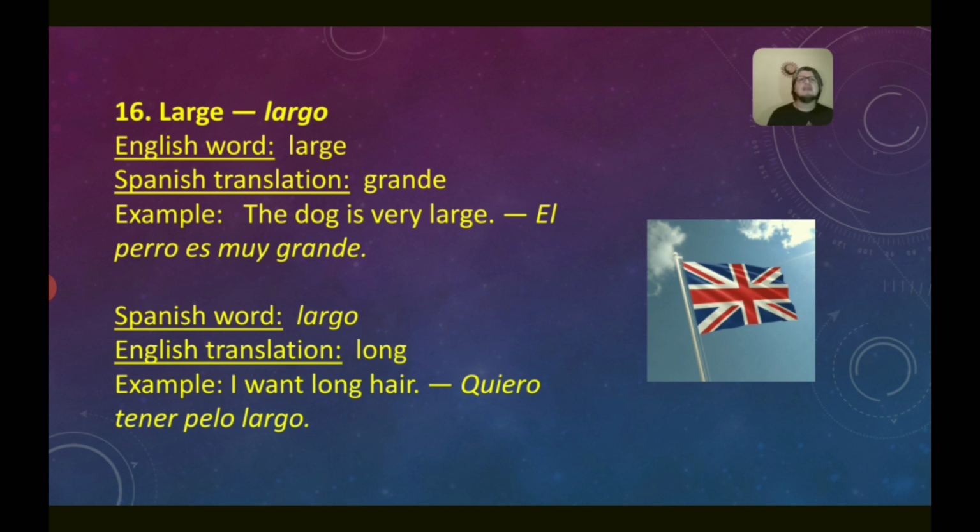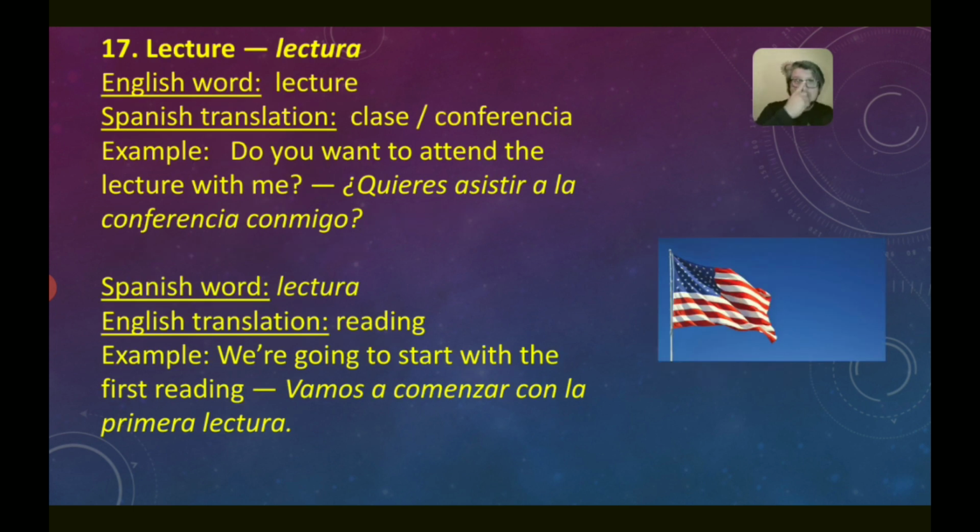Another common mistake: large is never largo. Large is grande, a synonym for big, and largo is long. I have long hair. I want long hair. So it's different to I want large hair. Large dog, a large building, a big dog, a big building. Never long. Large is a synonym for big. Largo is long. Excellent. Let's go to number 17.